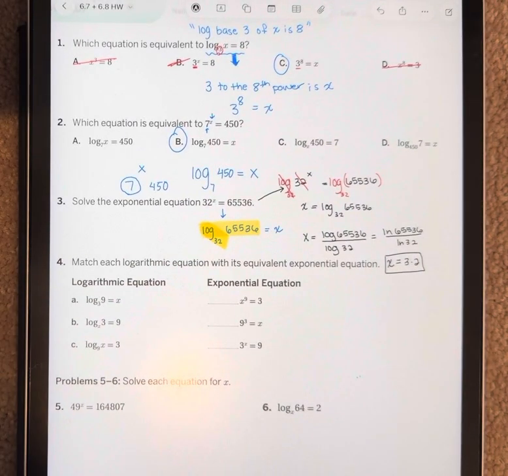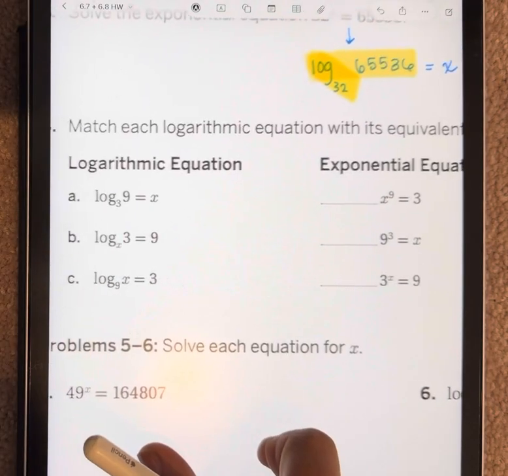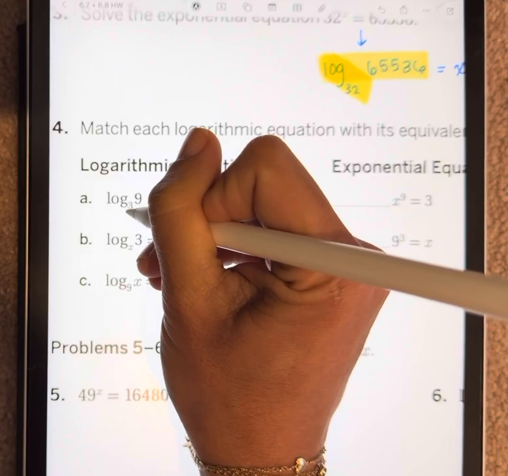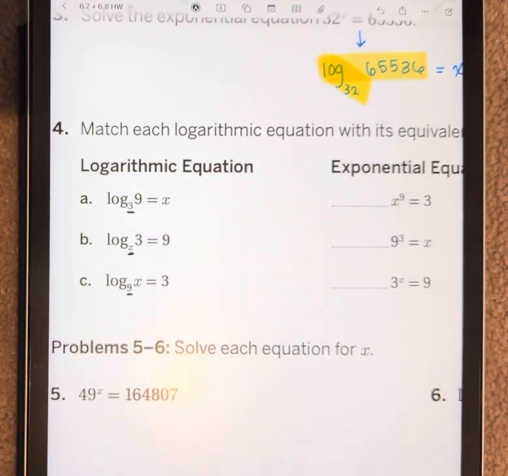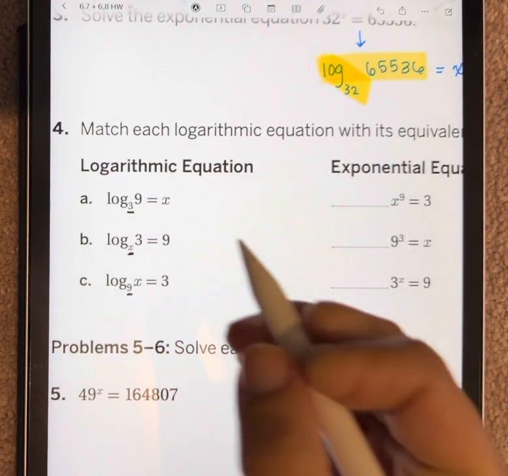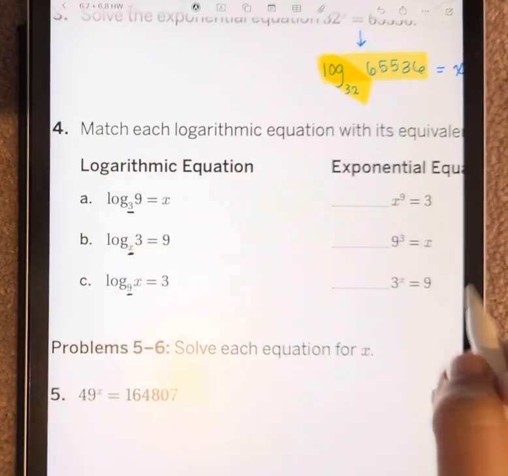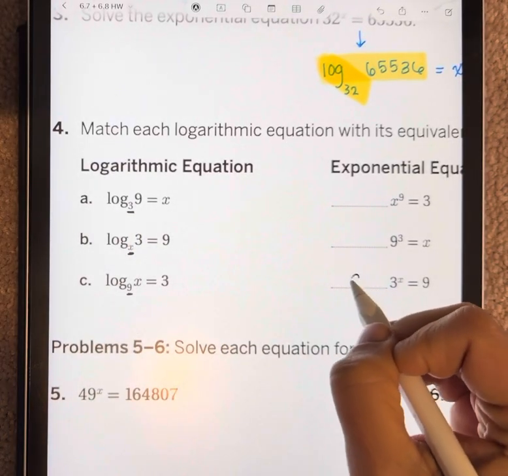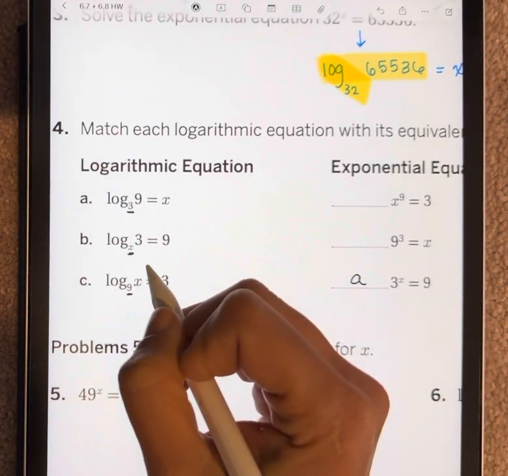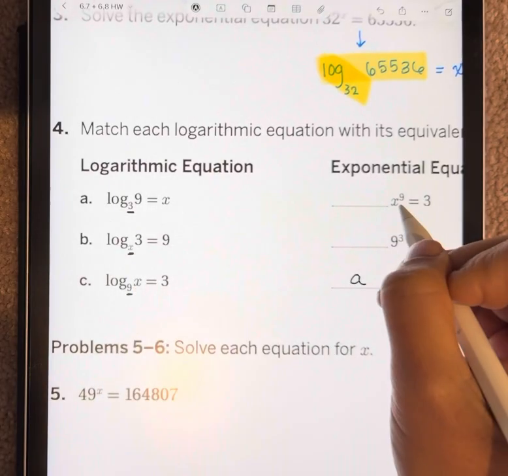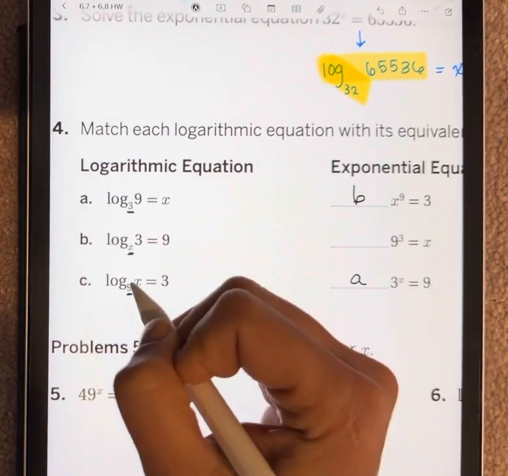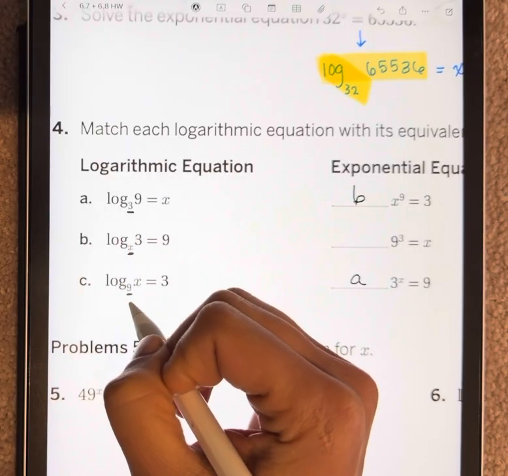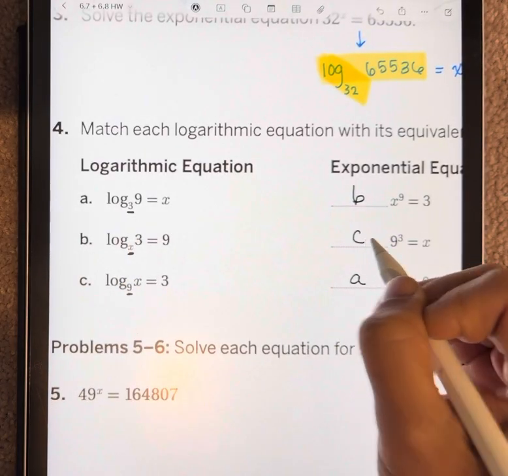Okay, let's go. Match each logarithmic equation with its equivalent exponential equation. And this is going to be a piece of cake because look at these bases. They're all different, all right? So the one with a log base 3 must match this guy with the exponential base of 3. The one with the log base x must match the exponential base of x. And the one with the log base 9 must match the exponential base of 9, okay?